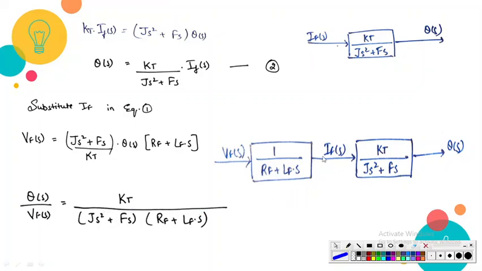What is its transfer function? These two gains are in series, so the multiplication of these two will give me the transfer function, that is theta s by VF(s).